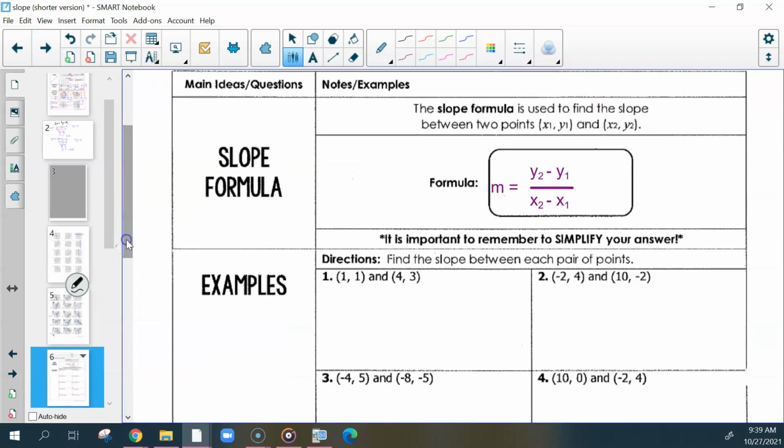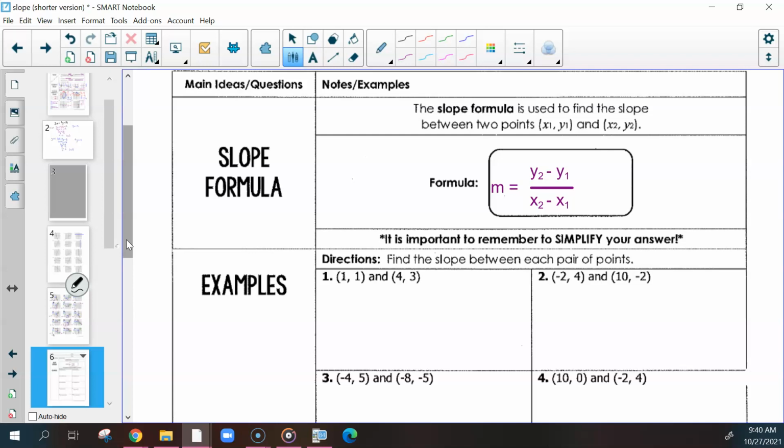Write this formula in this box. M equals y2 minus y1, all over x2 minus x1. I hated this so much. When we do this, it's like what your graph is doing when the points are plotted and we find our rise over run, but now we're doing it algebraically. You need to know this formula.